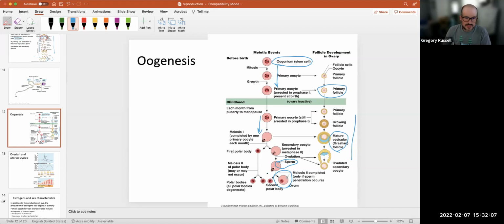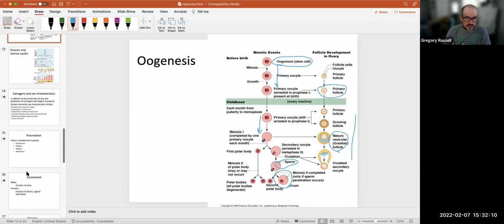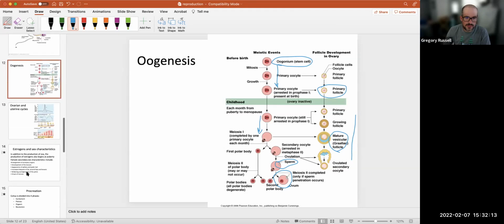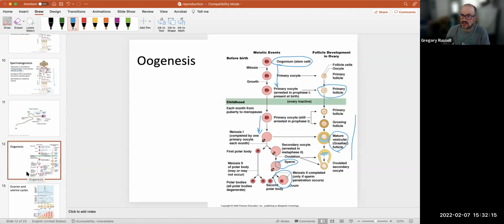So what are some of the differences that we see here? Well, I want you to think about the comparison and the contrast of these two processes. When does spermatogenesis begin versus when does oogenesis begin? Spermatogenesis begins at puberty. Oogenesis technically begins before birth. How many cells are made? In spermatogenesis, we see 4 sperm from every stem cell. With oogenesis, we only see that single egg.